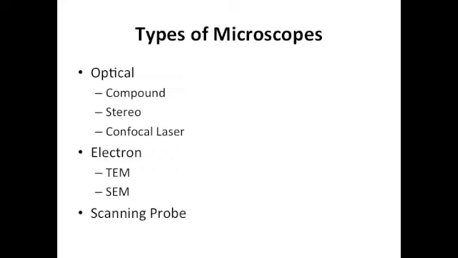There are generally 3 different types of microscopes. You have the optical category, which includes the compound, stereo, or confocal laser. Then you have the electron microscopes, which include the transmission electron microscopes, the TEM, or the scanning electron microscopes, the SEM. And then finally there's the scanning probe microscopes. We're going to use the next couple of slides to talk about each of these different categories of microscopes.